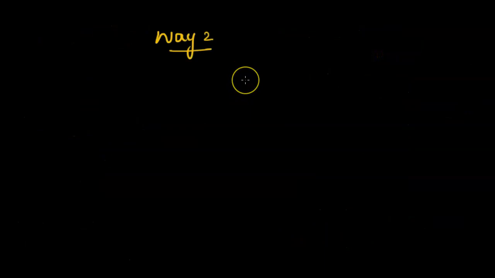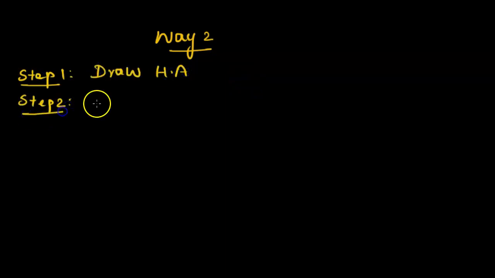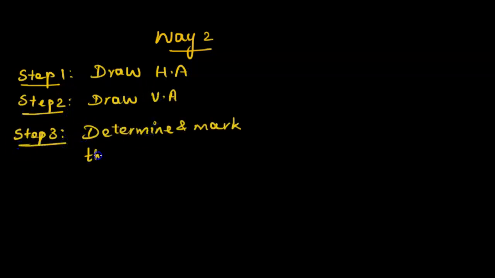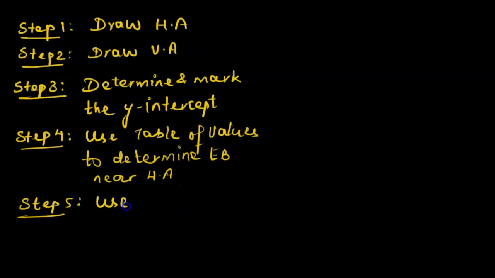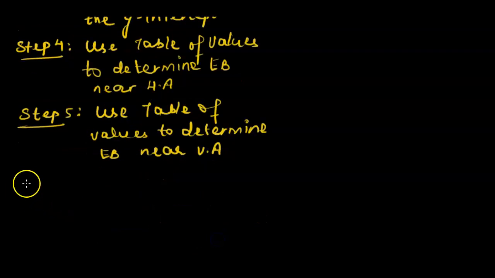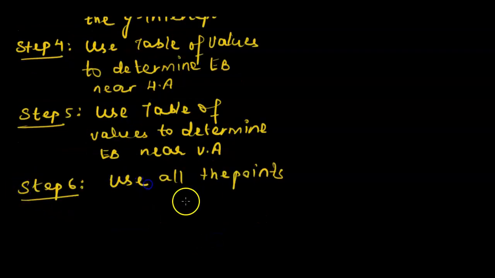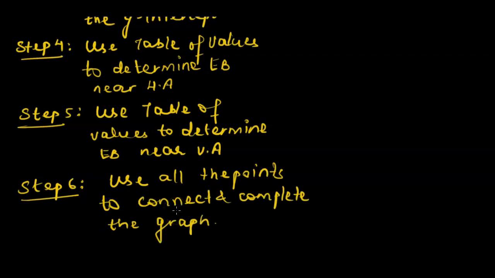The second method to make the graph of the reciprocal function is, step 1 is to draw horizontal asymptote. Step 2 is draw vertical asymptote. Step 3 is determine and mark the y-intercept. Step 4 is use table of values to determine end behavior near horizontal asymptote. Step 5 is use table of values to determine the end behaviors near vertical asymptote. Step 6 is use all the points to connect and complete the graph. And once we make the graph, then we write down the desired or the key characteristics.